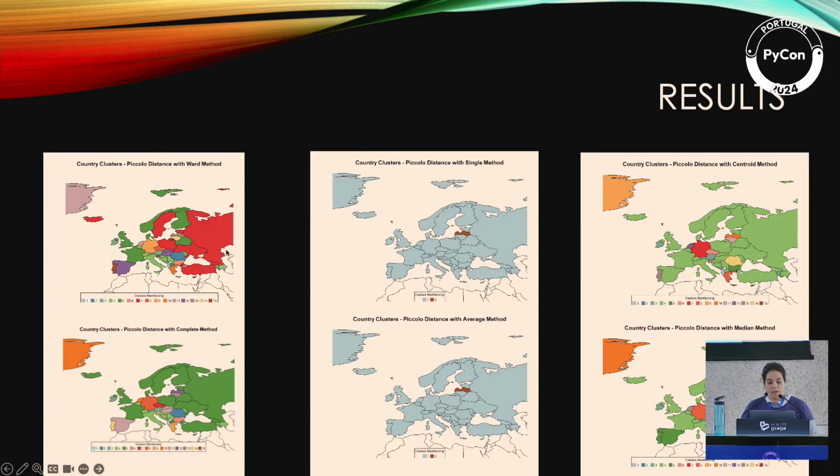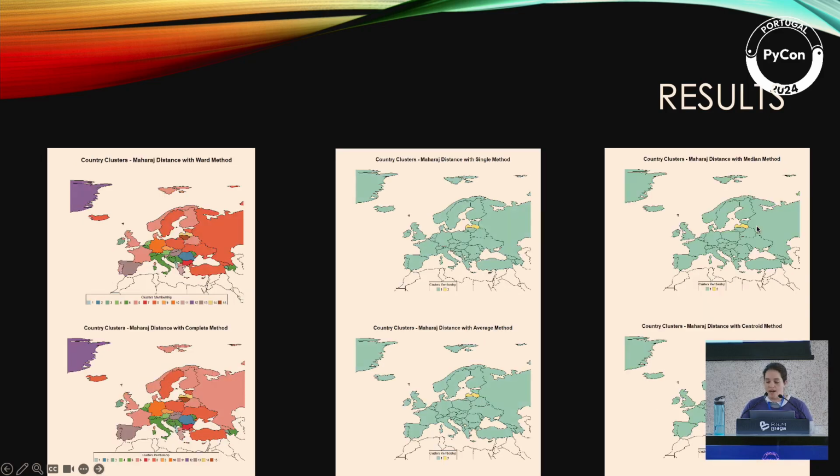So here we have the Piccolo distance with the Ward method, the complete linkage, the single, and so on. What we are seeing here, traditionally Piccolo gives a lot more clusters than the other distances and a lot of heterogeneity. There are some patterns that can be extracted. In the Ward method and the complete linkage, it tends to form a cluster here in the east. And the single method and the average method typically cluster all the countries together, and leave Latvia alone for some reason.